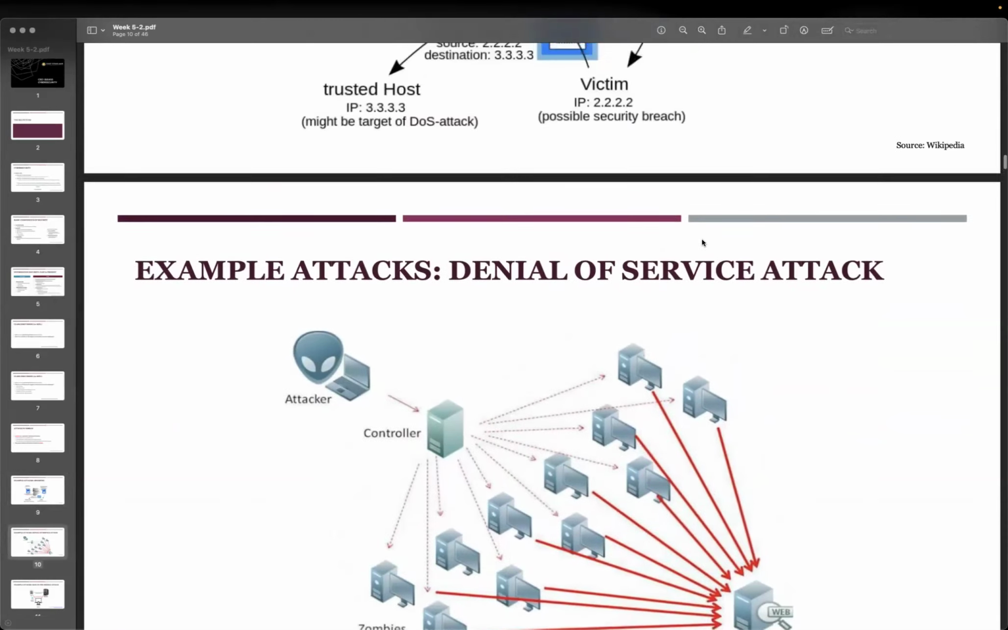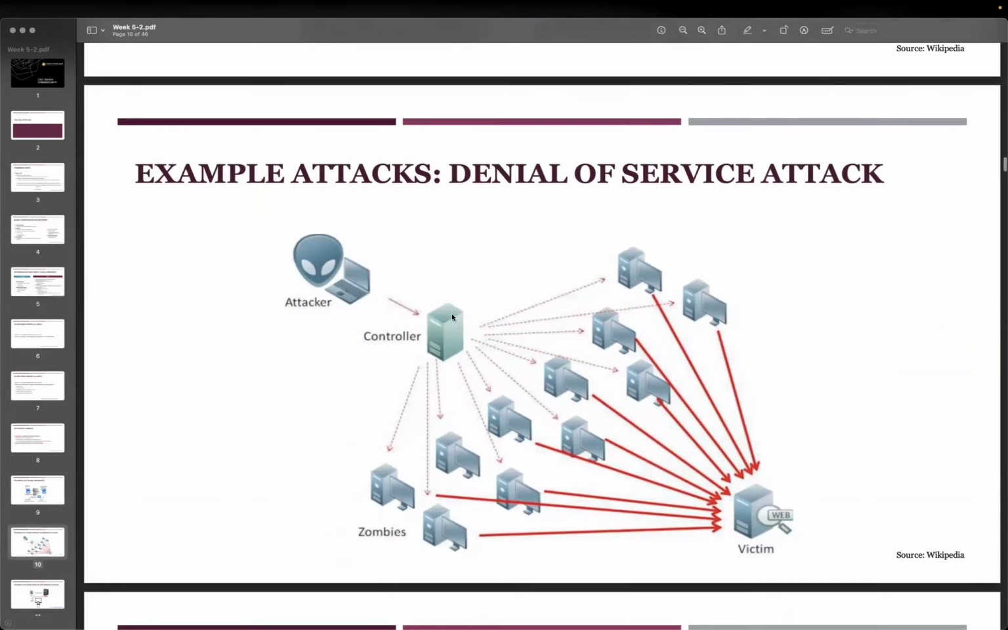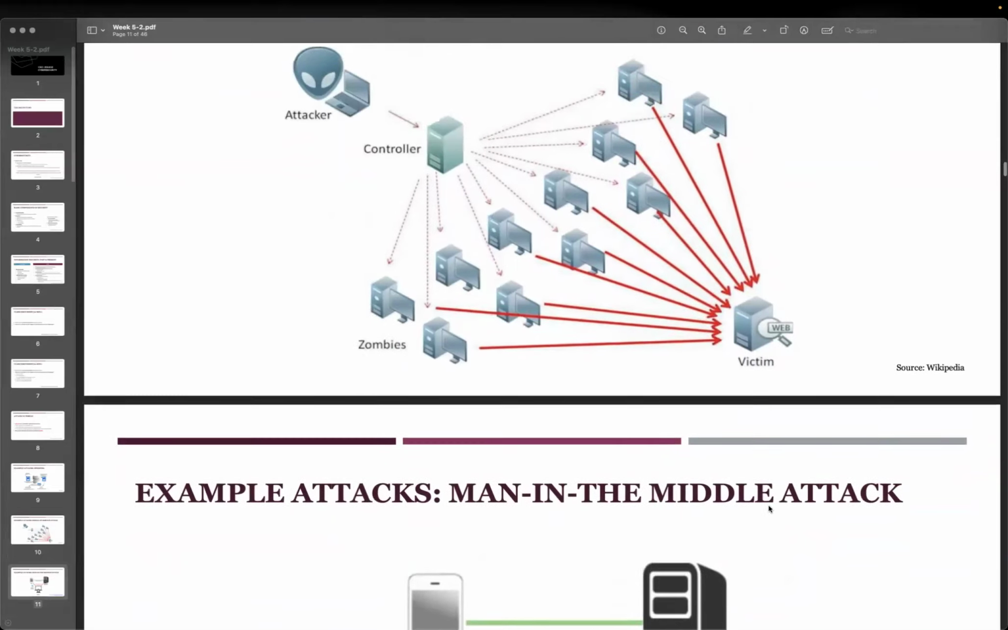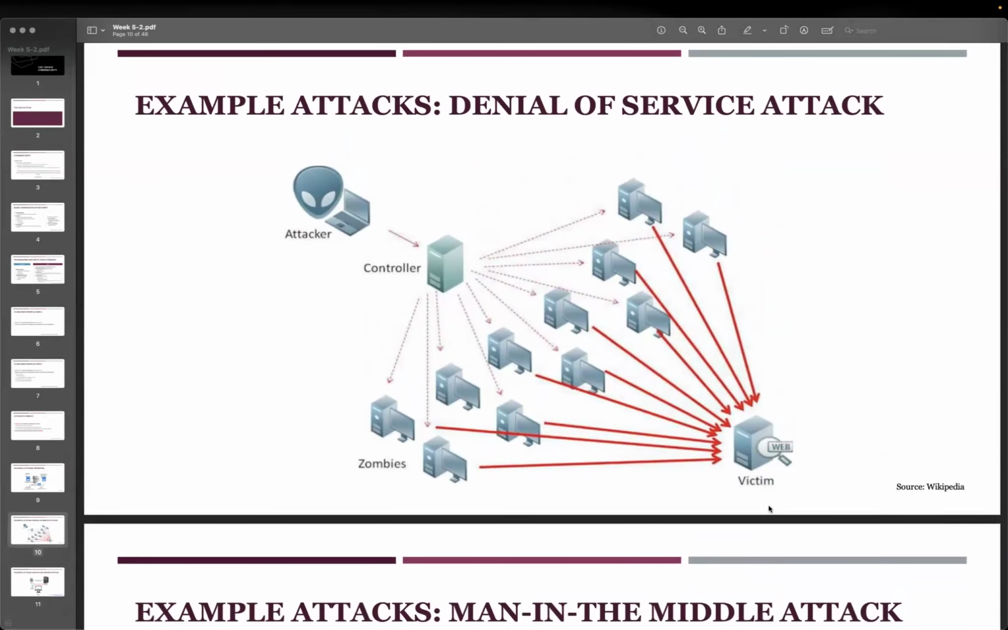DoS. We see the DoS: the attacker goes through one control center to set up lots of zombie computers, and then keeps sending service pings to the victim, so it brings the service down. Later you will hear it called a DDoS, a distributed denial of service. It's the same idea, but with multiple sources.